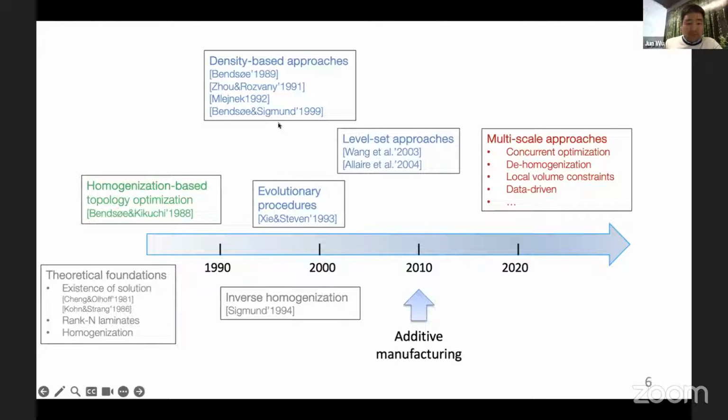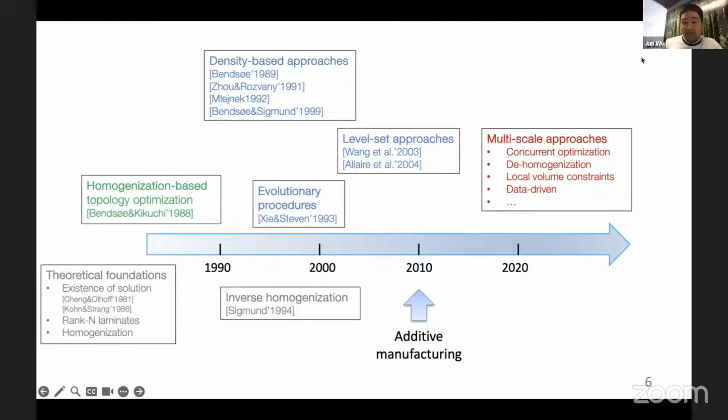At the same time, in the 1990s, other approaches optimizing solid materials have been proposed as well. For instance, the evolutionary procedures by Xie and Steven in 1993, and level set approaches also optimize the distribution of solid materials. So because of this reason, I use the same color to indicate they belong to a broader, same category. In the 1990s, it's also important to notice inverse homogenization, which becomes very important to design optimal microstructures. It is also used to design multiscale structures, as I will explain later on.